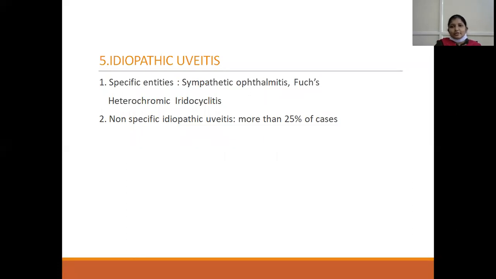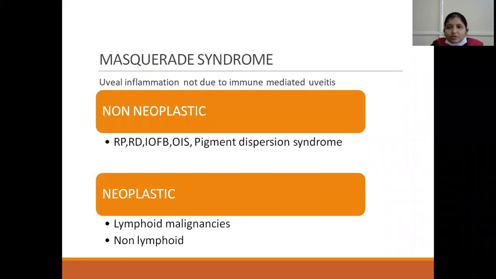Next, coming to idiopathic uveitis. Idiopathic uveitis can be of two types. One which has specific entities like Fuchs' heterochromic iridocyclitis, sympathetic ophthalmitis, and VKH. The other is non-specific idiopathic uveitis, which is the most common cause of uveitis, accounting for more than 25% of the cases. All these causes of uveitis where a specific cause cannot be elicited are grouped under non-specific idiopathic uveitis, which is the most common cause.